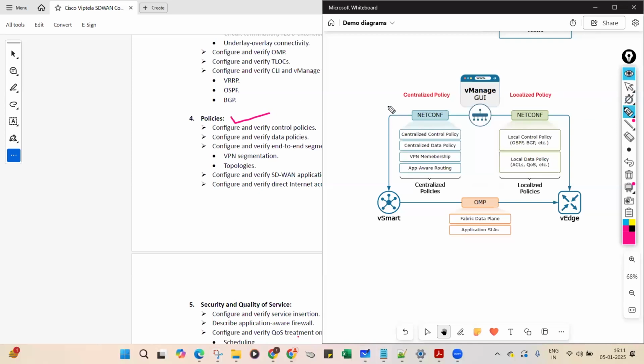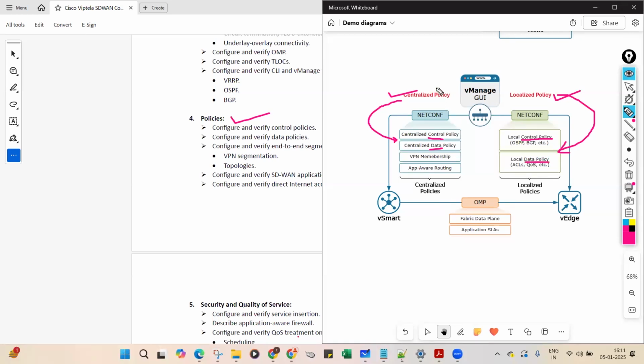There are two types of policies. One is centralized policy and the other one is localized policy. Centralized policy is again divided into two aspects: one is control plane policy and the other is data plane policy. Localized policy is also divided into two parts: one is control policy and the other is data policy.